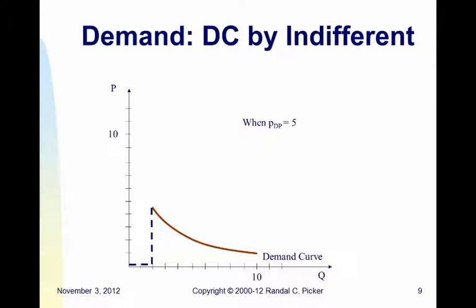So what's critical here is that for the Diet Coke lover, her demand curve is independent of the price of Diet Pepsi. For the Diet Pepsi lover, his demand curve is independent of the price of Diet Coke. But for the indifferent person, that demand curve is a function of the price of the other product. So the demand curve for Diet Coke is a function of the price of Diet Pepsi and vice versa.